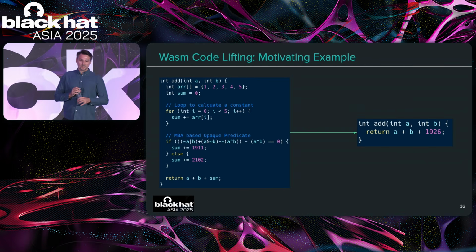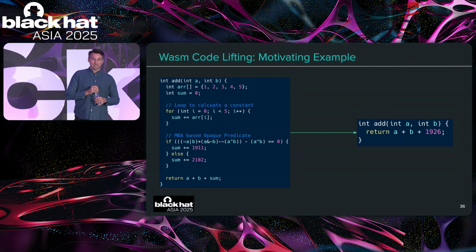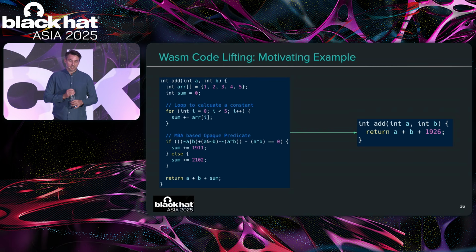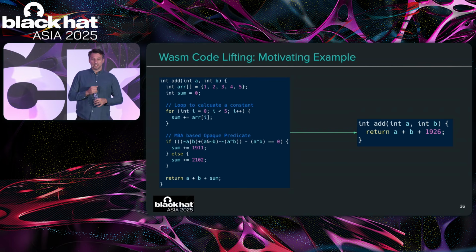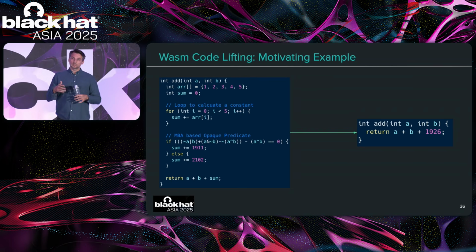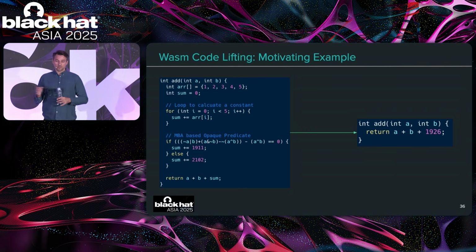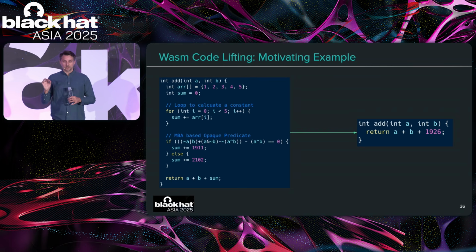We have a simple add function. At the beginning, we see a loop over an array that's going to calculate a constant. Then we see an if statement, which is basically an opaque predicate. And if this opaque predicate is true, it's going to add 1911 as a constant. Otherwise, it's adding another constant. And at the end, it's going to summarize everything together. So this can be seen already as an obfuscated function because usually you don't write such code and you need to spend some time to understand it. But if our approach works, we basically end up with the code on the right, which is just one simple statement.